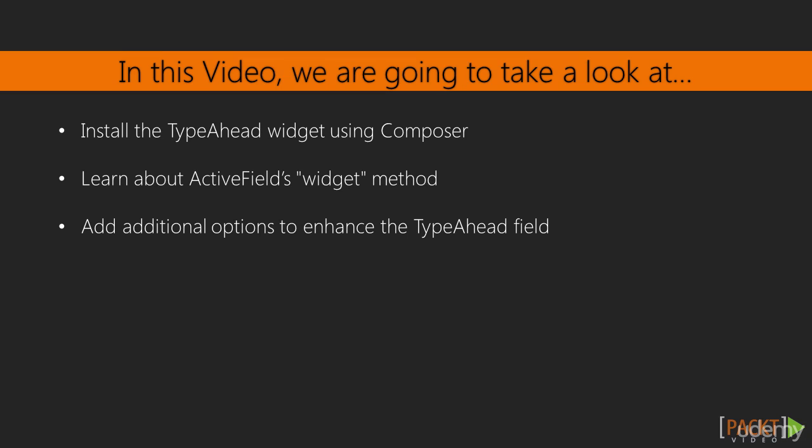We'll use the Type Ahead widget in order to provide pertinent suggestions when searching for a user by name. First, we'll learn how to install the widget using Composer. Then, we'll learn how to output widget code using the Active Field class. Finally, we'll learn how to configure advanced options to spice up our search field.